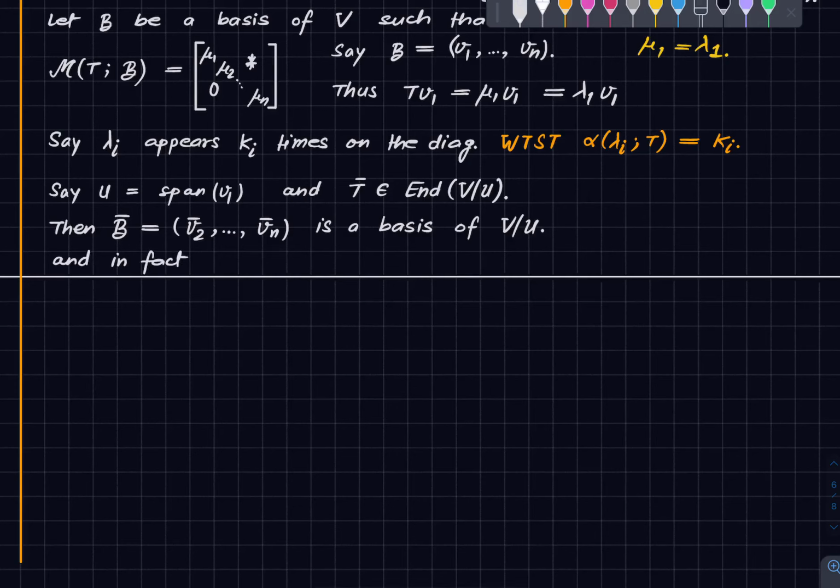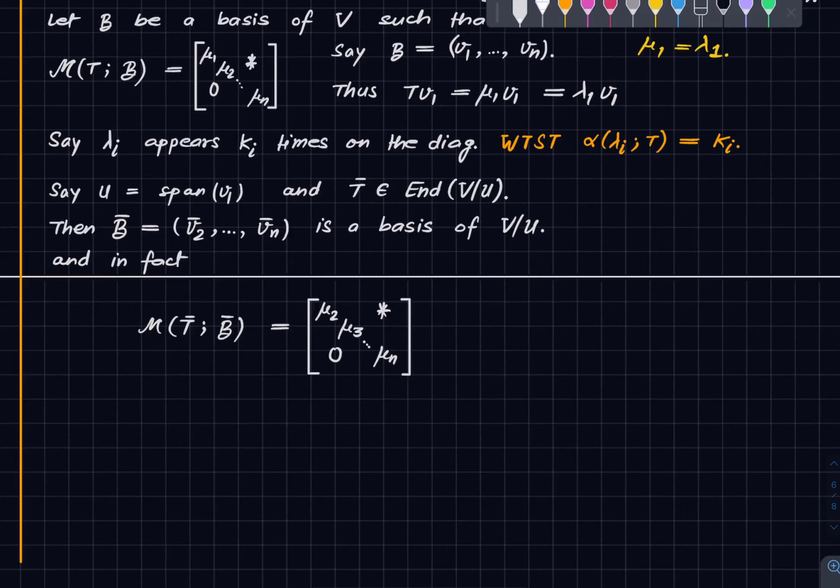the matrix of T bar with respect to this basis looks like this. So on the diagonal, we will see mu2 up to mu n. Above the diagonal there is star, and below the diagonal 0. So something appears above the diagonal. We don't really care.